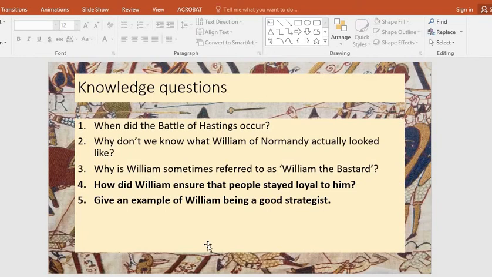So, what I would now like you to do is, can you have a go at question 4 in 5, please? So, how did William ensure that people stayed loyal to him? So, what does he do to the local people in order to ensure that they are loyal to only him? And give an example of William being a good strategist. So, again, have a go at those 2 questions in your books, so you can pause the video until you're ready to move on.